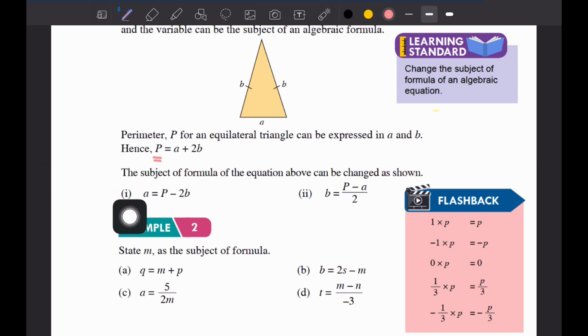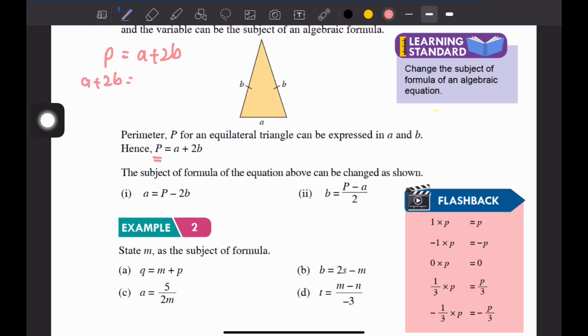Okay, for the first situation, we want to make A as our subject. So whatever left, you transfer it to the right. Pindahkan ke sebelah kiri. Contoh macam ni. You have P equals to A plus 2B. Next we are interested to make A as the subject. So first nak mudah, you rewrite this equation. So make sure A is on the left. So we have A plus 2B is equals to P.